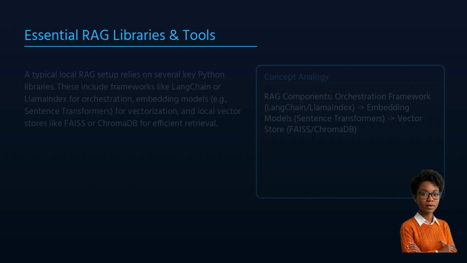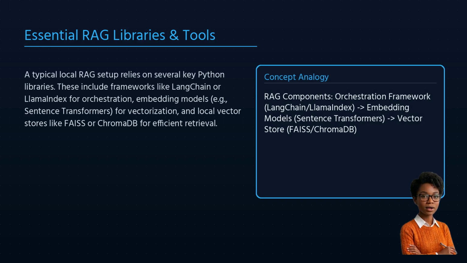Now, let's talk about the essential tools in our RAG arsenal. We'll need a framework to orchestrate our RAG pipeline. Here, LangChain or LlamaIndex are excellent choices. For transforming our text into numerical vectors, which is crucial for similarity search, we'll use embedding models, often from libraries like sentence-transformers. And finally, to store and quickly search these vectors, we'll set up a local vector database, with options like FAISS or a lightweight ChromaDB.